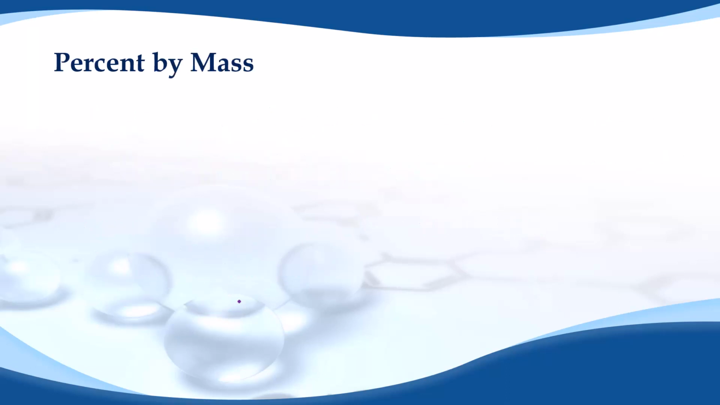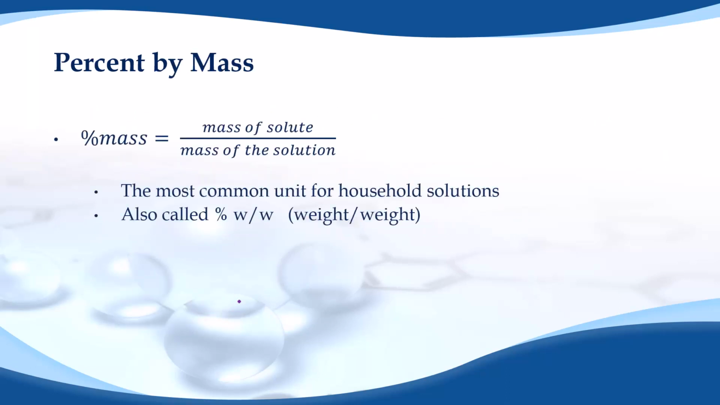So percent by mass is the same thing as percent composition, right? So mass of the solute divided by mass of the solution. Most household solutions that you see are going to be given to you in percent. So for example, when you buy rubbing alcohol at the store, you either buy 50%, 70%, or 90%, meaning that it's either half rubbing alcohol by mass, 70% by mass, or 90% by mass.